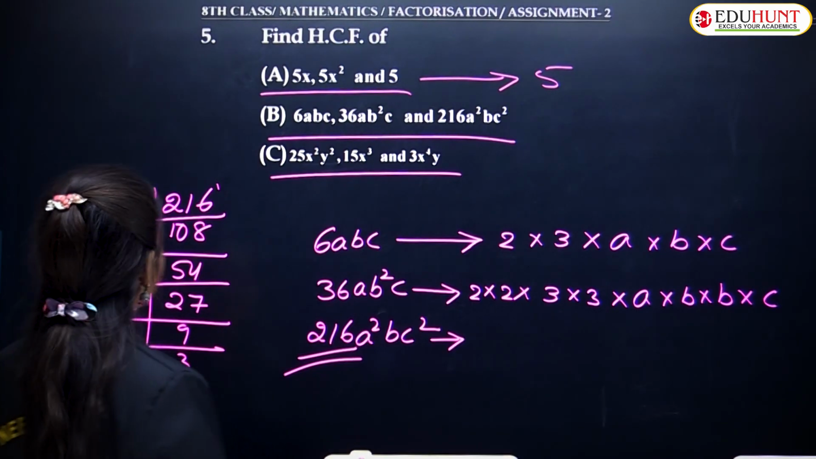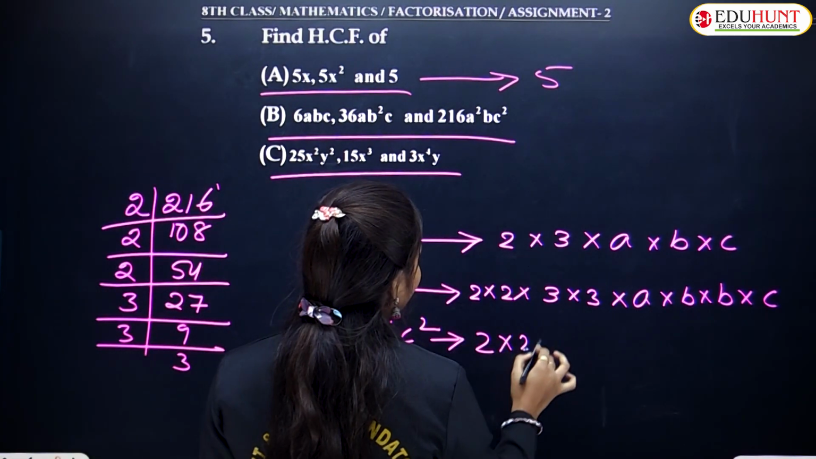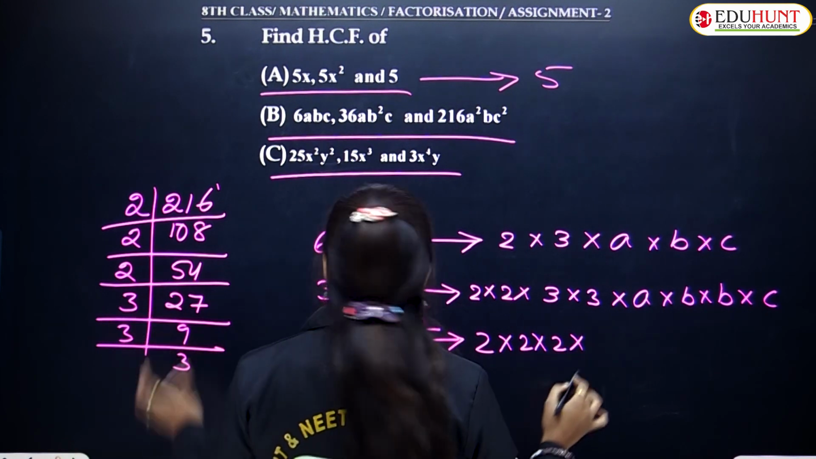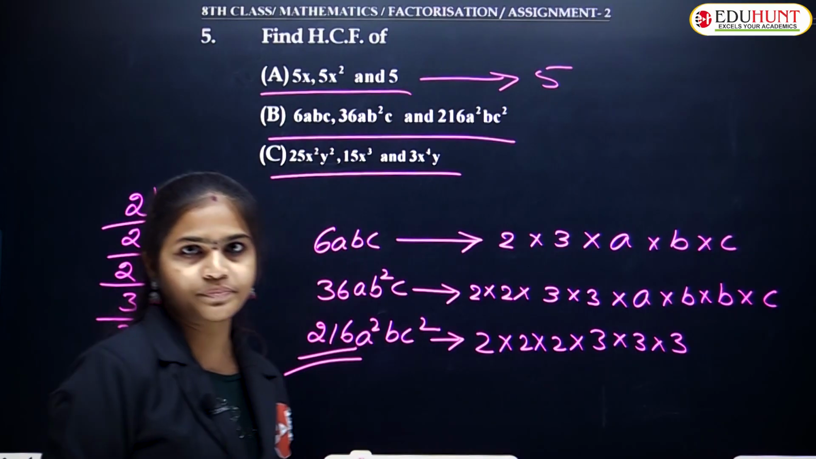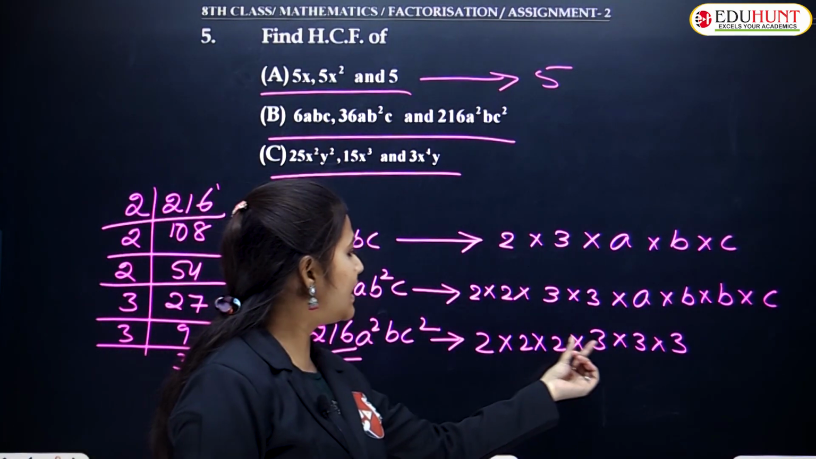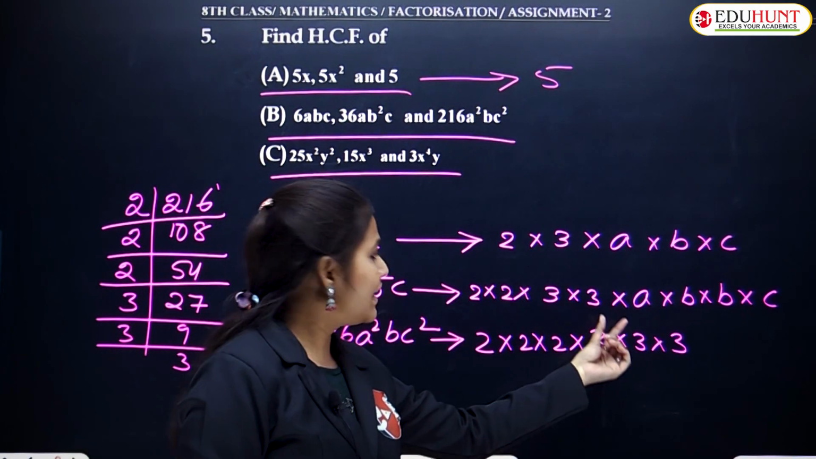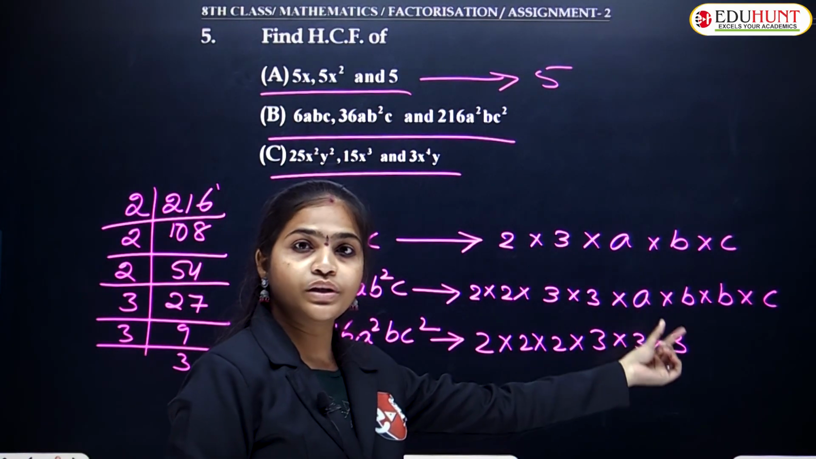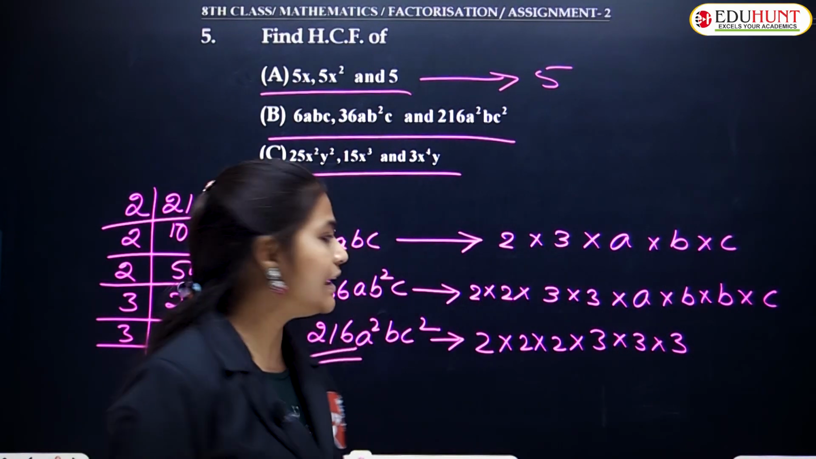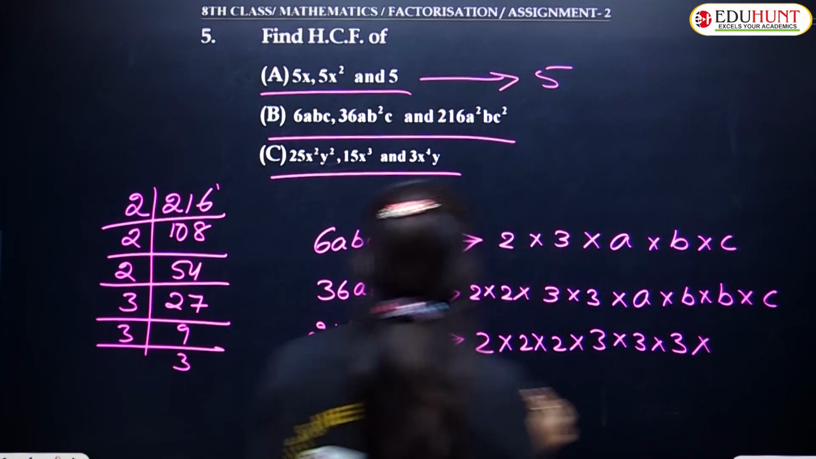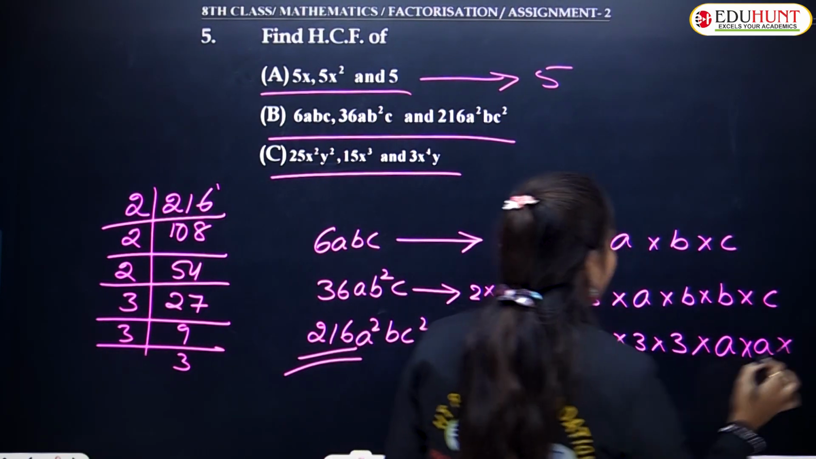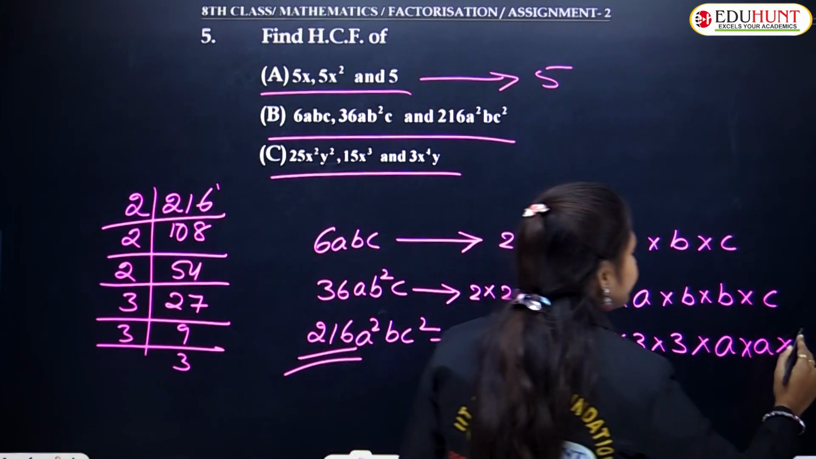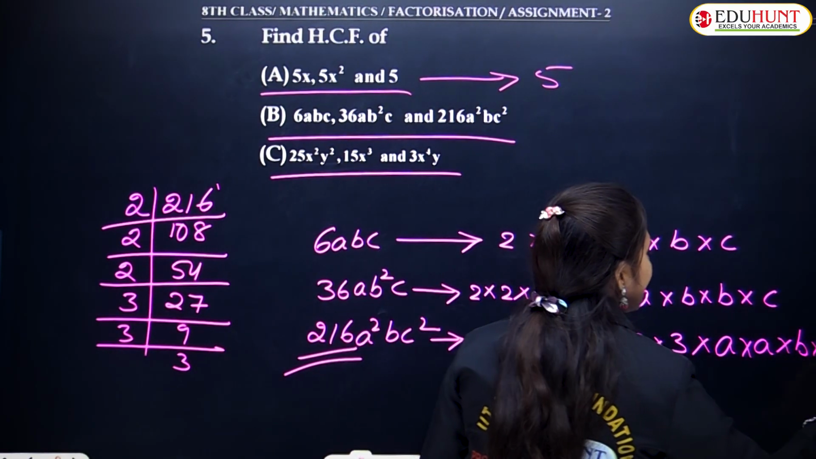We can write this as 2 cube, 2 into 2 into 2, and 3 cube as 3 into 3 into 3. 3 multiplied by itself 3 times. Clear? 2 2s are 4, 4 2s are 8, 8 3s are 24, and 24 3s are 72. 72 into 3 is equal to 216. Clear? Into here a square b c square. A square means a into a, and here b is equal to b, and c square means c twice.